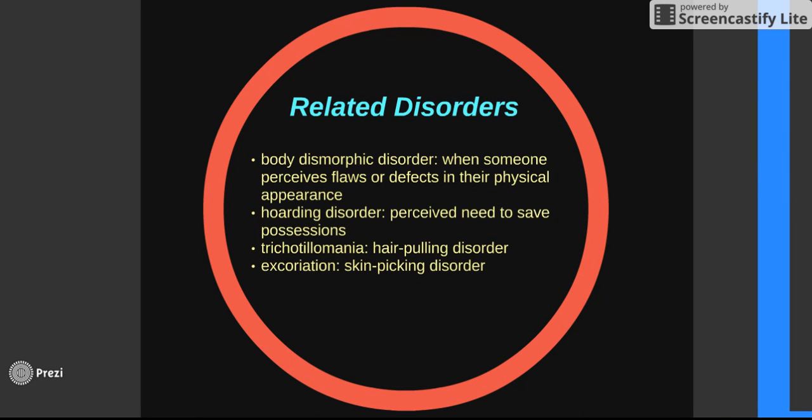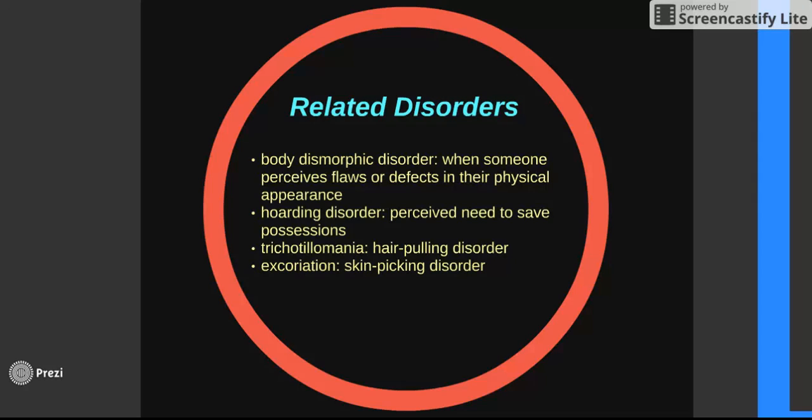In the DSM-5, many different disorders are associated with OCD, including body dysmorphic disorder, hoarding disorder, trichotillomania, and excoriation. Body dysmorphic disorder is characterized by the preoccupation with perceived defects in their physical self that aren't apparent to others and their repetitive behaviors in response to these appearance concerns.